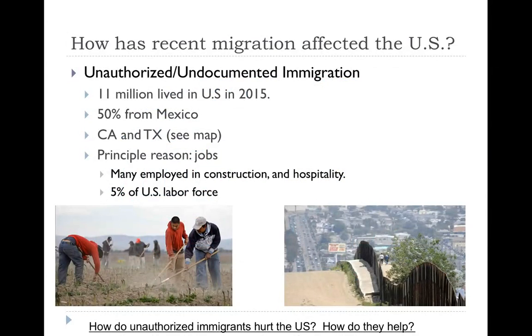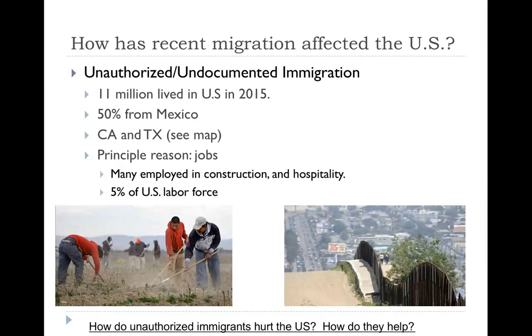So how has recent migration affected the United States? This is kind of going back to a little bit of our policy as well. But when we look at unauthorized or undocumented immigration, we talk about this as being one of those hot button issues that you hear a lot in government and in policy. There's about 11 million people in the United States as of 2015 who are unauthorized or undocumented immigrants. 50% of those people have come from Mexico, and most of them live in California and Texas. And we'll show you a map here in a minute about that.